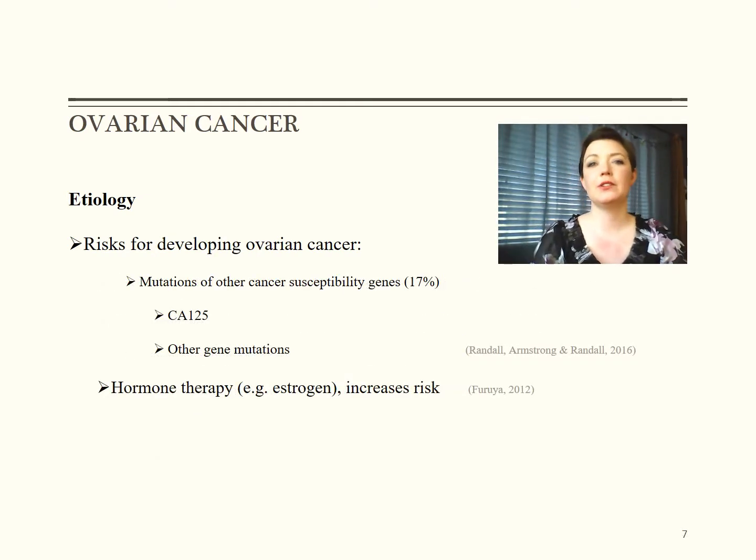Another popular cancer susceptibility gene that is found in some patients with ovarian lesions is the CA125. Unfortunately, studies have also shown increased risk of developing ovarian lesions in patients that are undergoing estrogen or other hormonal therapy.